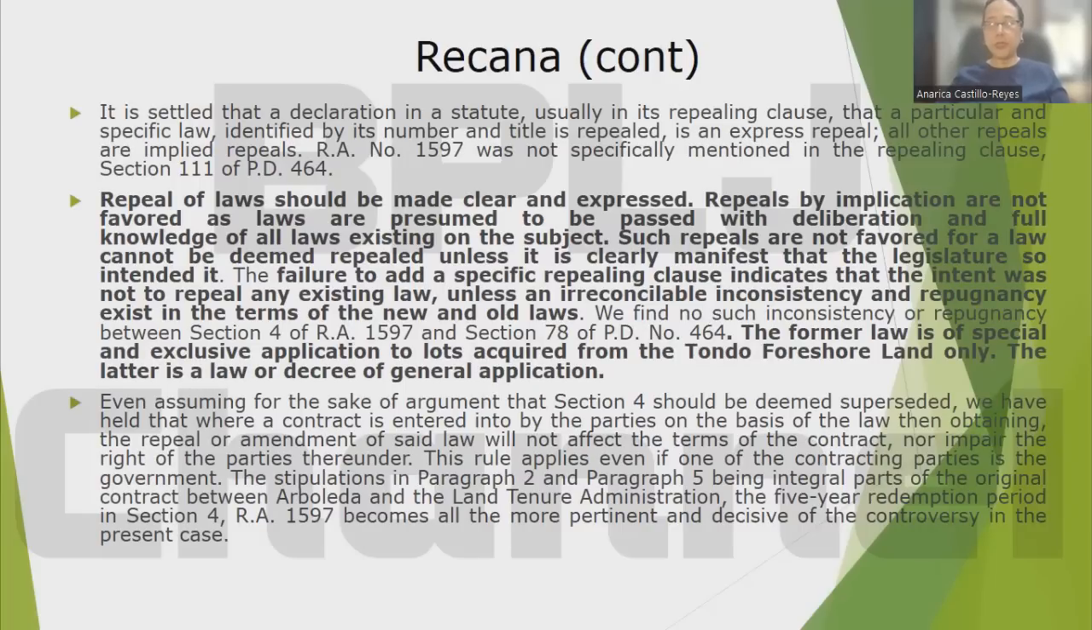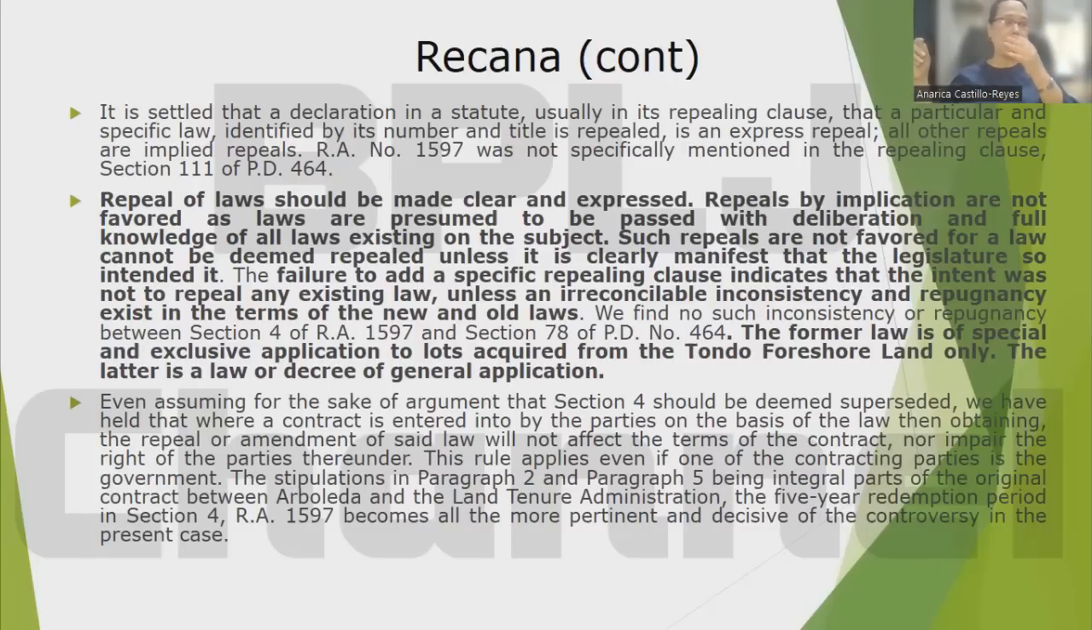So we find no inconsistency between Section 4 of RA 1597 and Section 78 of PD 464. The former law is of special and exclusive application to the lots acquired from Tondo foreshore land only. The latter is a law of general application.